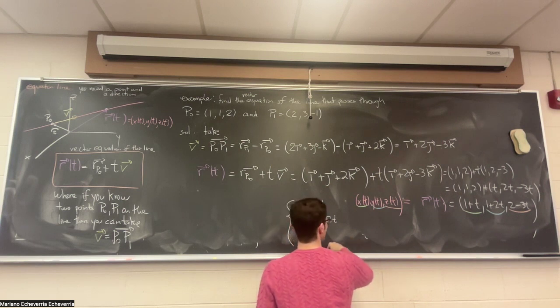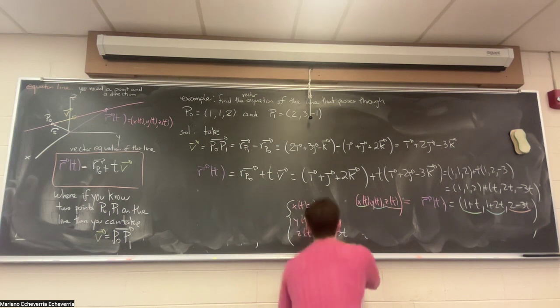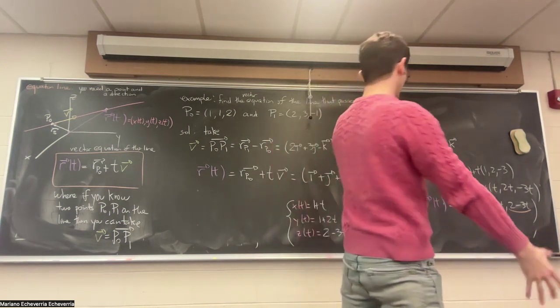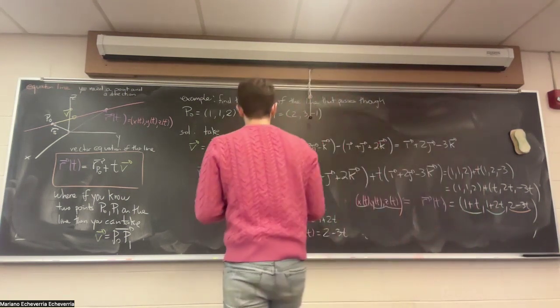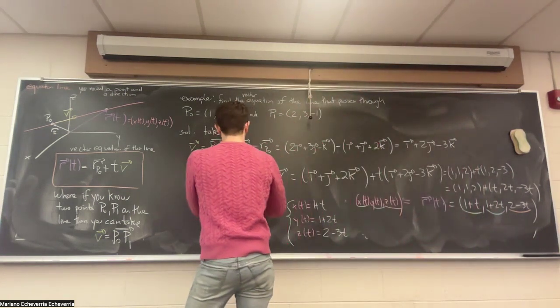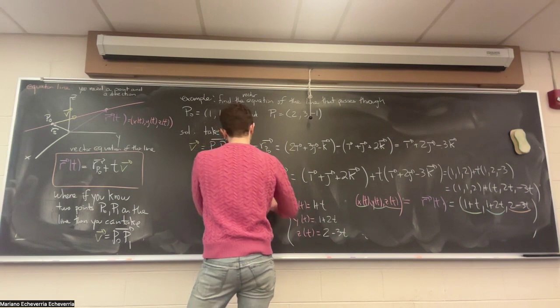So z of t is 2 minus 3t. If you write it this way, it is the same as the equation that we have there, but since it's for each coordinate separately, this is called the parametric equation of the line, or the parametric equations of the line.